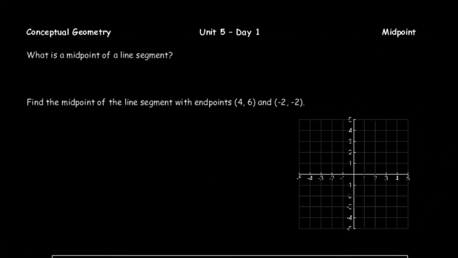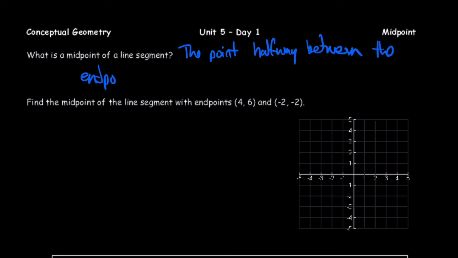What is a midpoint of a line segment? Midpoint is the point halfway between the endpoints of the segment. So it is the middle of that segment. All right, so now let's find the midpoint of the line segment with endpoints (4, 6) and (-2, -2).